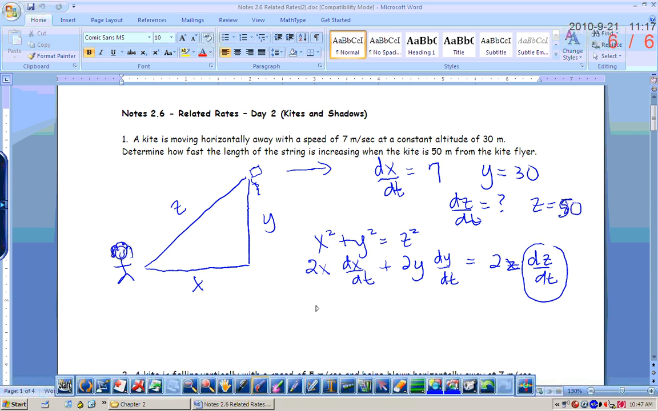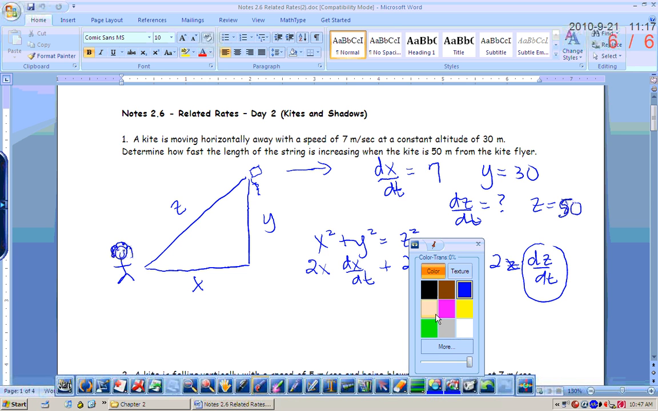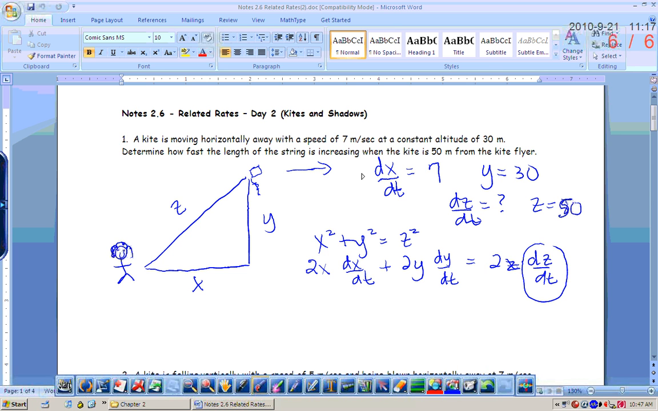All right, do I know the value of x? No. Okay, but can't I solve for it because I'm dealing with a triangle here and I know what y and z are. At some point in time, y is 30 and z is 50. So therefore, x would have to be 40. It's a Pythagorean triple. Use the Pythagorean theorem if you need to. All right, so 2 times 40.